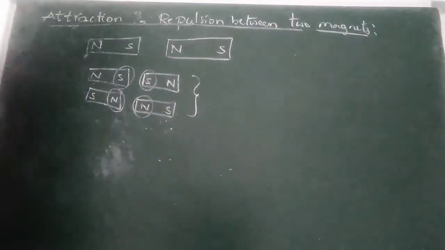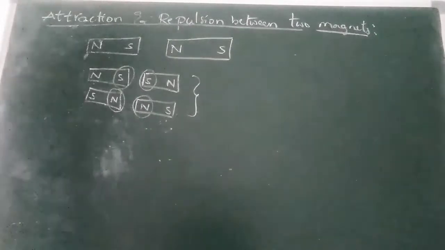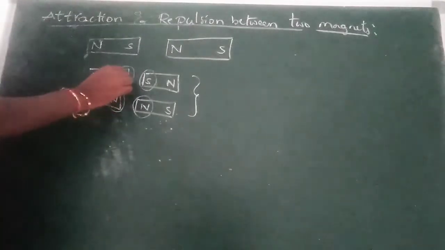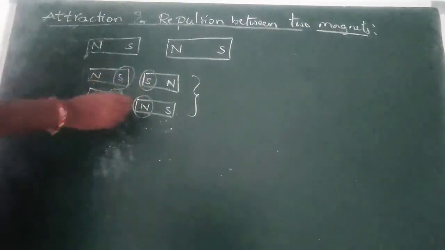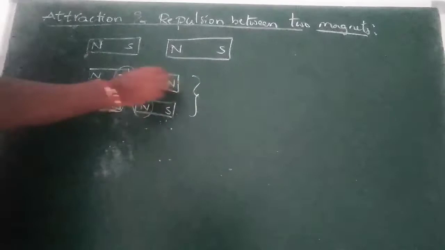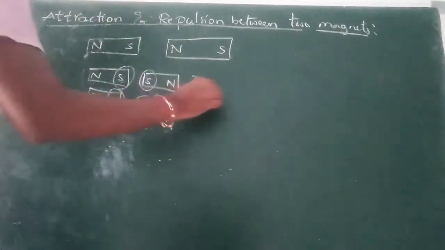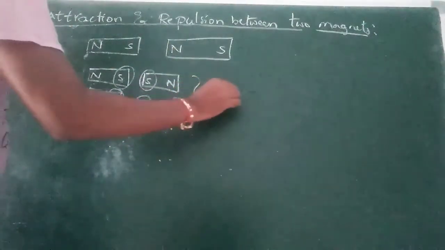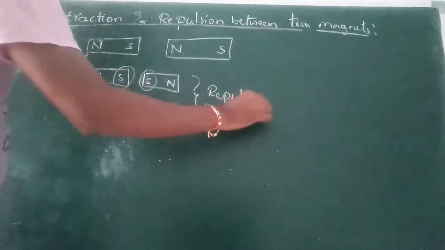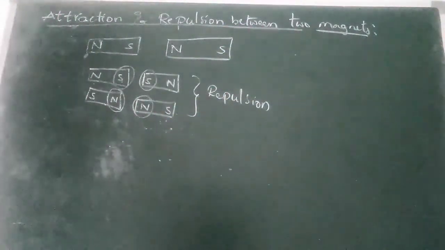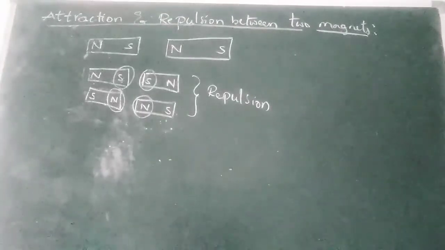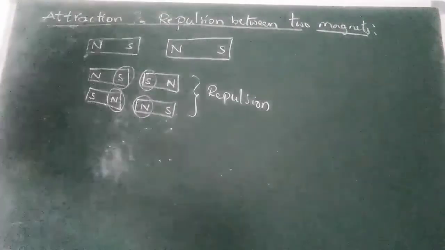Like poles means same poles, similar poles. So if you take two bar magnets with the same poles nearby, these magnets will move away from each other. So repulsion takes place, right? If we place the two like poles nearby, repulsion takes place.